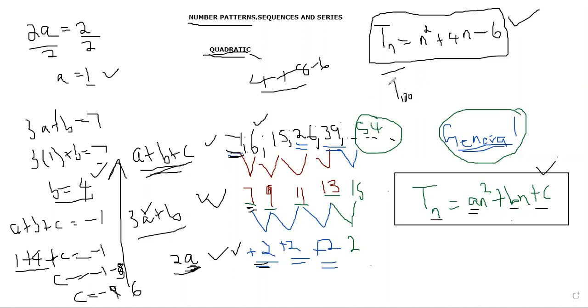But let's say, for example, they say find T100. So you say T100 is equal to, you substitute. You would have to write the formula first, obviously, to get your 1 mark, and then you substitute. Wherever you see n, you put 100, right? Plus 4 multiplied by 100 minus 6. So it will be 100 squared plus 400 minus 6, and then you find your answer there. It's that simple, right? So I just wanted to remind you a bit about that.